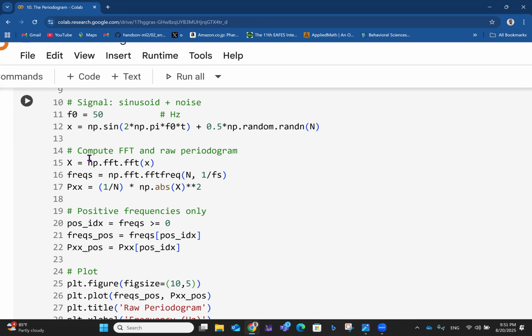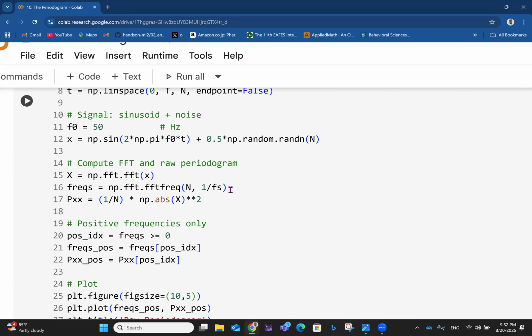To do that, we have the fast Fourier transform. Now we take that transform of the signal, right? And then we have the frequencies too. We'll take the frequency with respect to the number of samples and the sampling period, right? Fs is the sampling frequency, then 1/Fs is the sampling period.